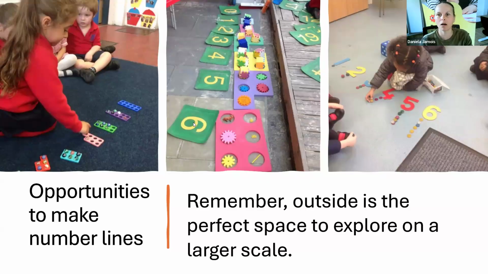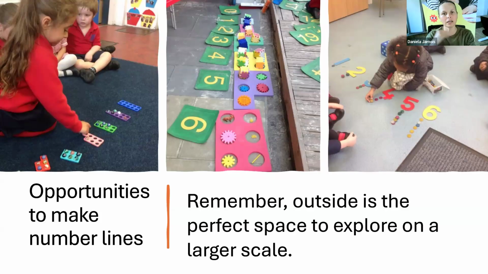So this is when you are combining the numeral with the amount. If you're doing this outside, you've got the opportunity to do it on a much larger scale, involve movement, going around to collect the correct amount of objects. You can use Numicon to support the one-to-one correspondence of those objects.